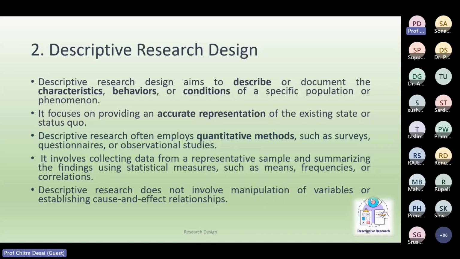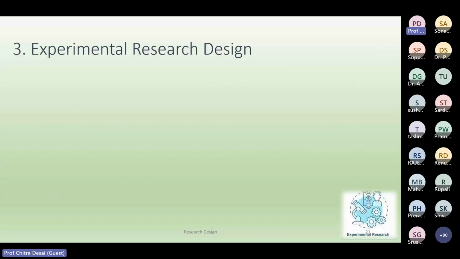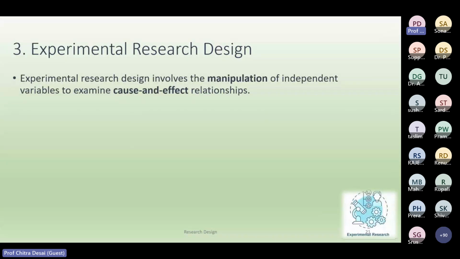Basically, experimental research design will involve the manipulation of independent variables to examine the cause and effect relationship. So when we look at different types of research design, this helps us to demarcate the difference between them. Whenever you say that you are going to involve the manipulation of independent variables and examine the cause and effect relationship, understand that you are having an approach of experimental research design.